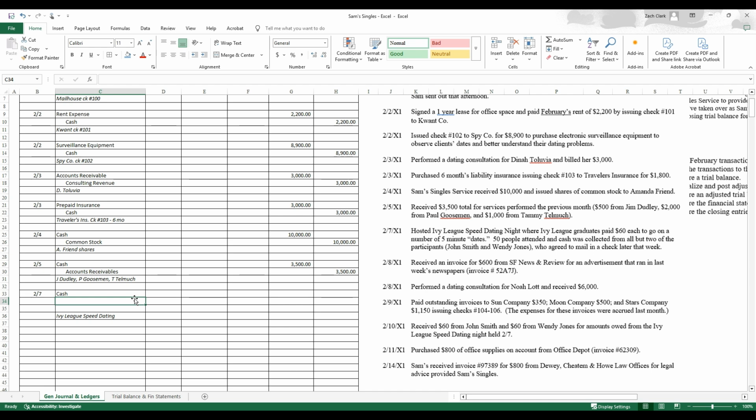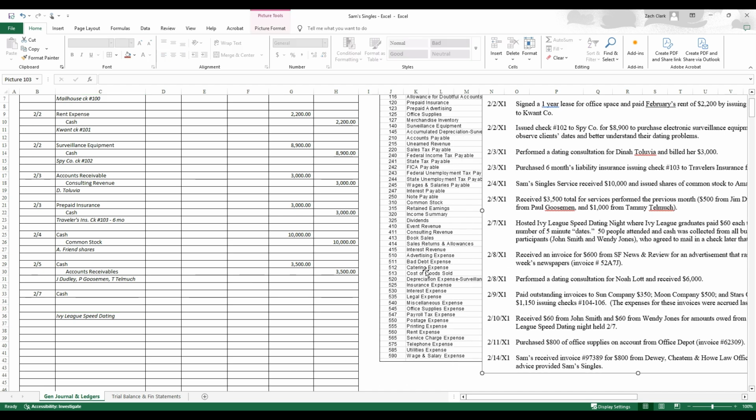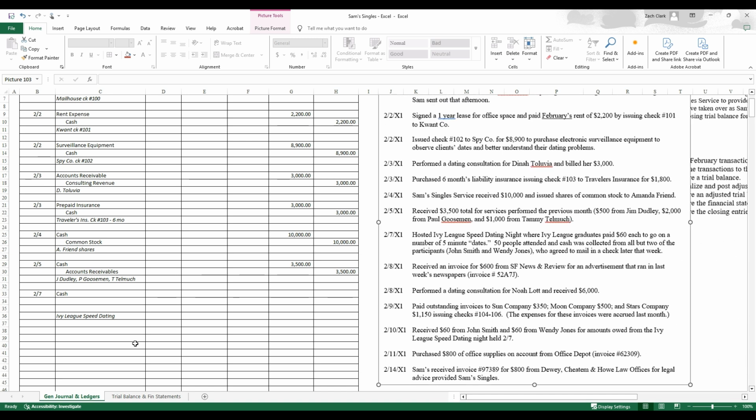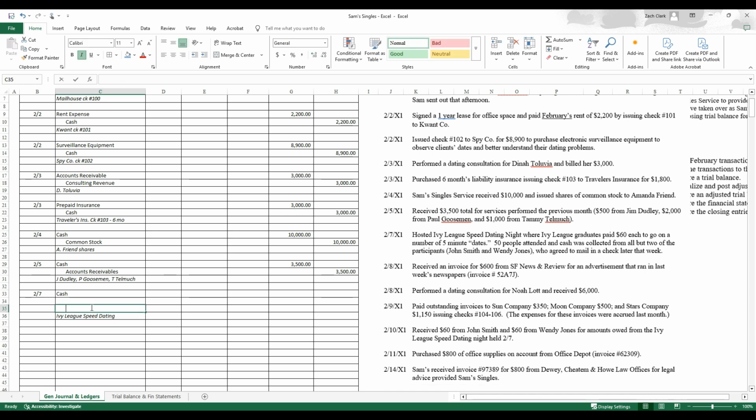Okay, so for this one, we performed a service and we've earned this revenue. So we're going to put in, this was an event, so our event revenue account, not consulting because that was a different one, but event revenue here. So now we're going to go in and say our credit is to event revenue. So event revenue goes up.